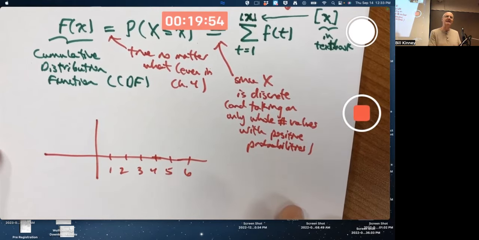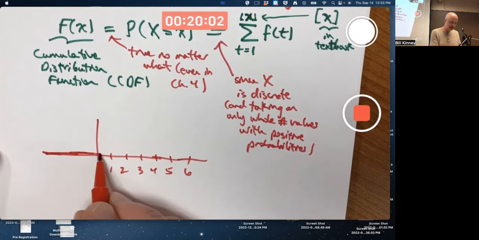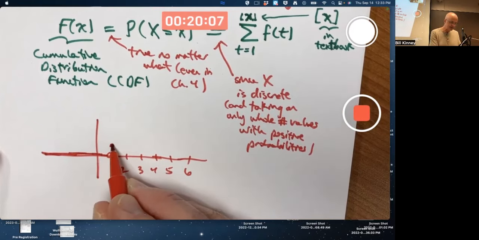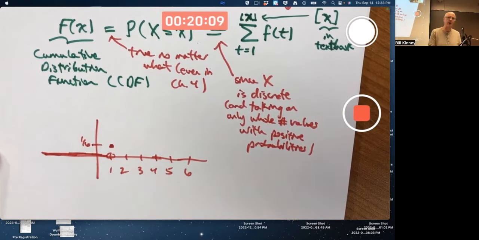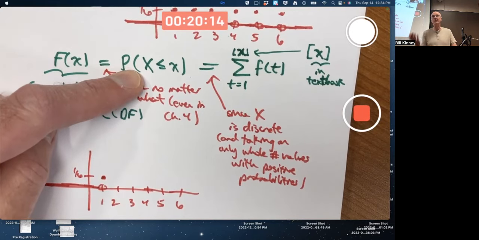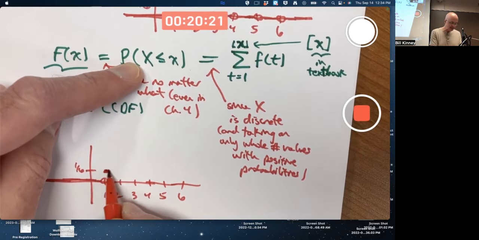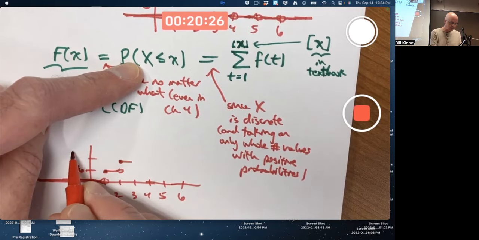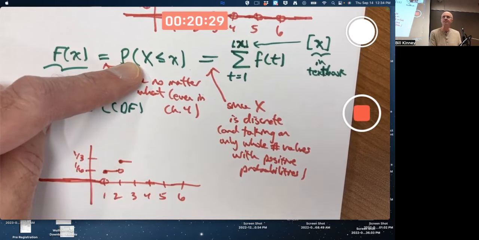And it has jump discontinuities at, in this example, these whole number values 1 through 6. It's 0 when x is less than 1. At 1, it jumps up to 1/6 because the probability of capital X being less than or equal to 1 is the same as the probability of x equaling 1 for this example. It technically stays at 1/6 until you get to 2, when it jumps up to 2/6, 1/3.